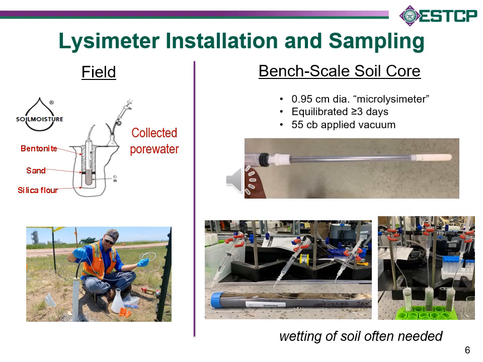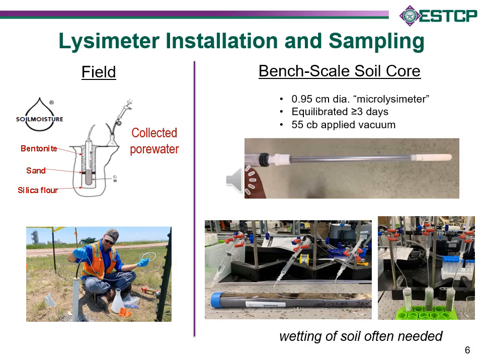A bit more information in terms of what we did for our field lysimeter collections. There's an illustration on the left-hand side of how the lysimeters were installed and the vacuum that was pulled, typically around 60 or 65 centibar. On the right is how we did the bench scale microlysimeter pore sampling. Typically, we consider this a more equilibrated sample as opposed to maybe the somewhat dynamic conditions in the field. Typically, samples were equilibrated 3 days.